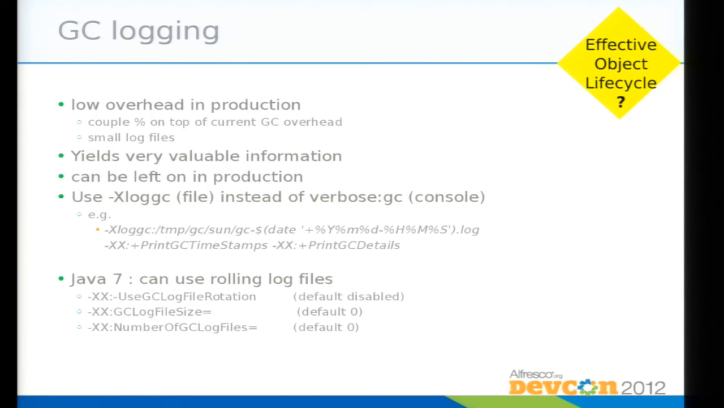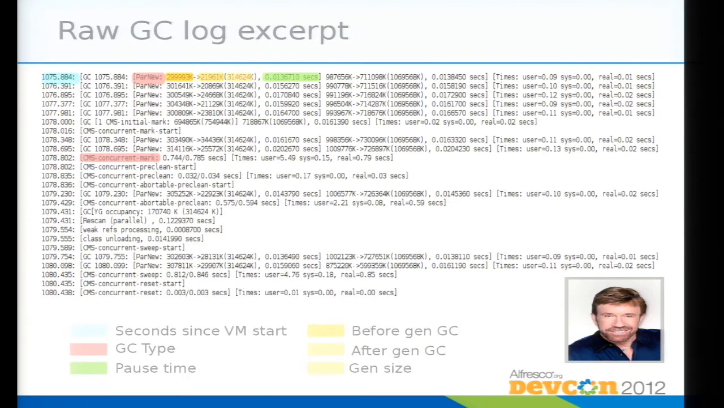It was a problem with Java 6 for people leaving it on for 6 months. Now you can just log around maybe daily, or depending on size, or depending on the number of files that you want to have. So this is interesting. For people who have Chuck Norris skills, you can read the GC log manually.